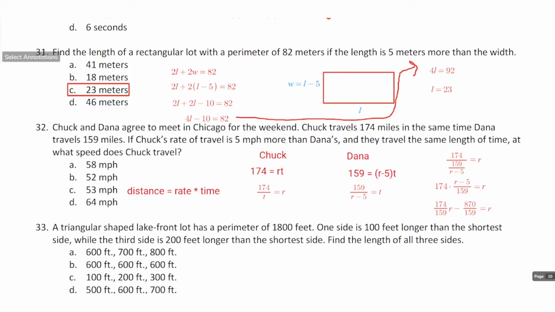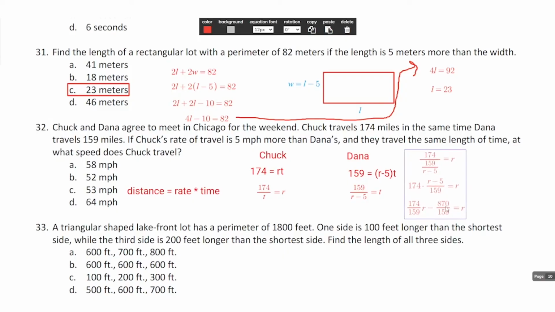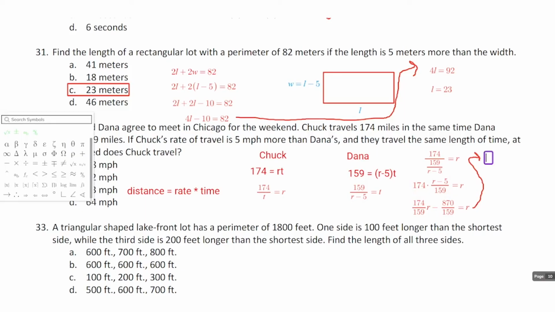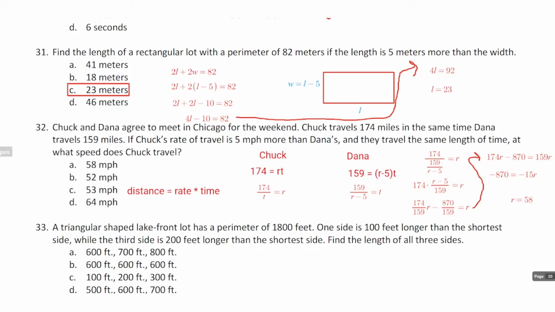Now we've got a bunch of fractions here, and we can clear those fractions by simply multiplying both sides of the equation by 159. That will leave me with 174r minus 870 equals 159r. From there, I'm going to subtract 174r from both sides, which will give me negative 15r on the right-hand side. Lastly, I'm going to divide that 870 by 15 to get our answer for the rate, which is 58 miles per hour. Yeah, 32 is A.